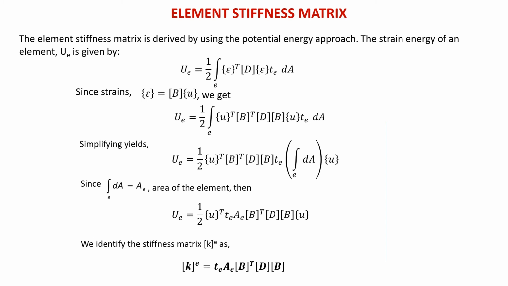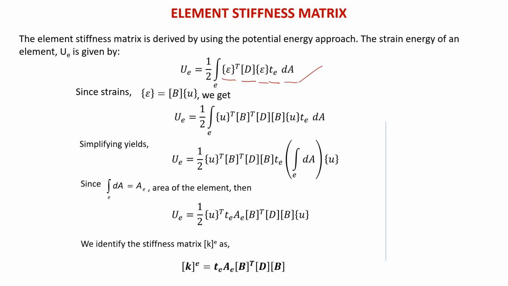Second part of chapter 6, we're going to discuss the element stiffness matrix. The element stiffness matrix is derived by using the potential energy approach. The strain energy of an element is given by this equation, where it's a half integration of strain multiplied with the material properties and the strain, thickness, and dA.